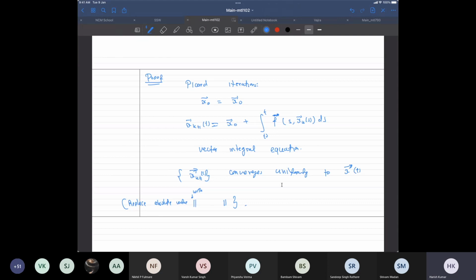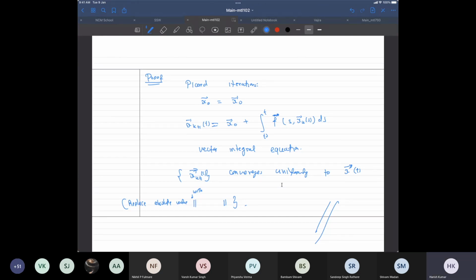No difference at all. It just goes through. Only thing is that keep putting the arrow on the top of x and replace the absolute value with the norms wherever you have vectors. Okay, so the proof is over. So it's a good time to recall that proof also.